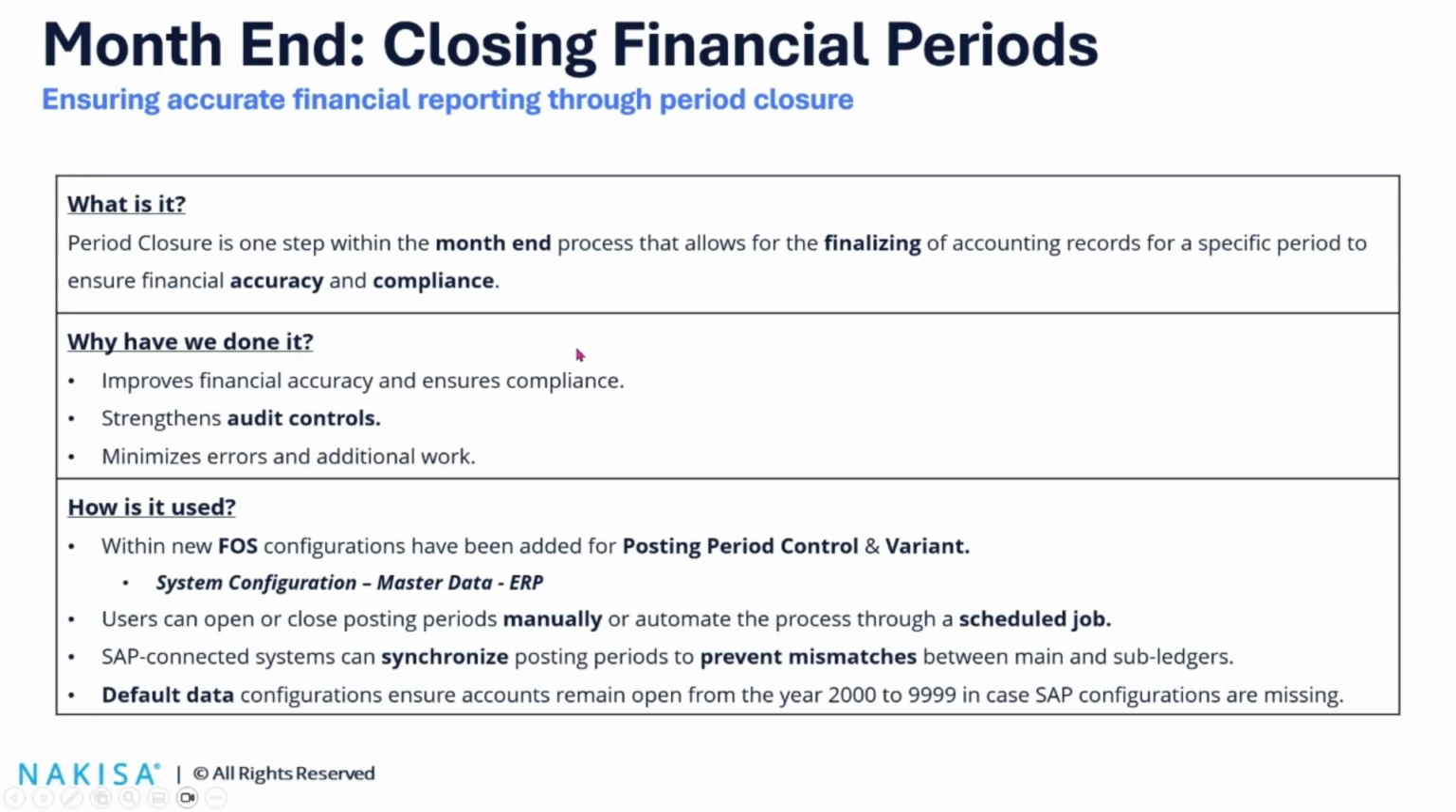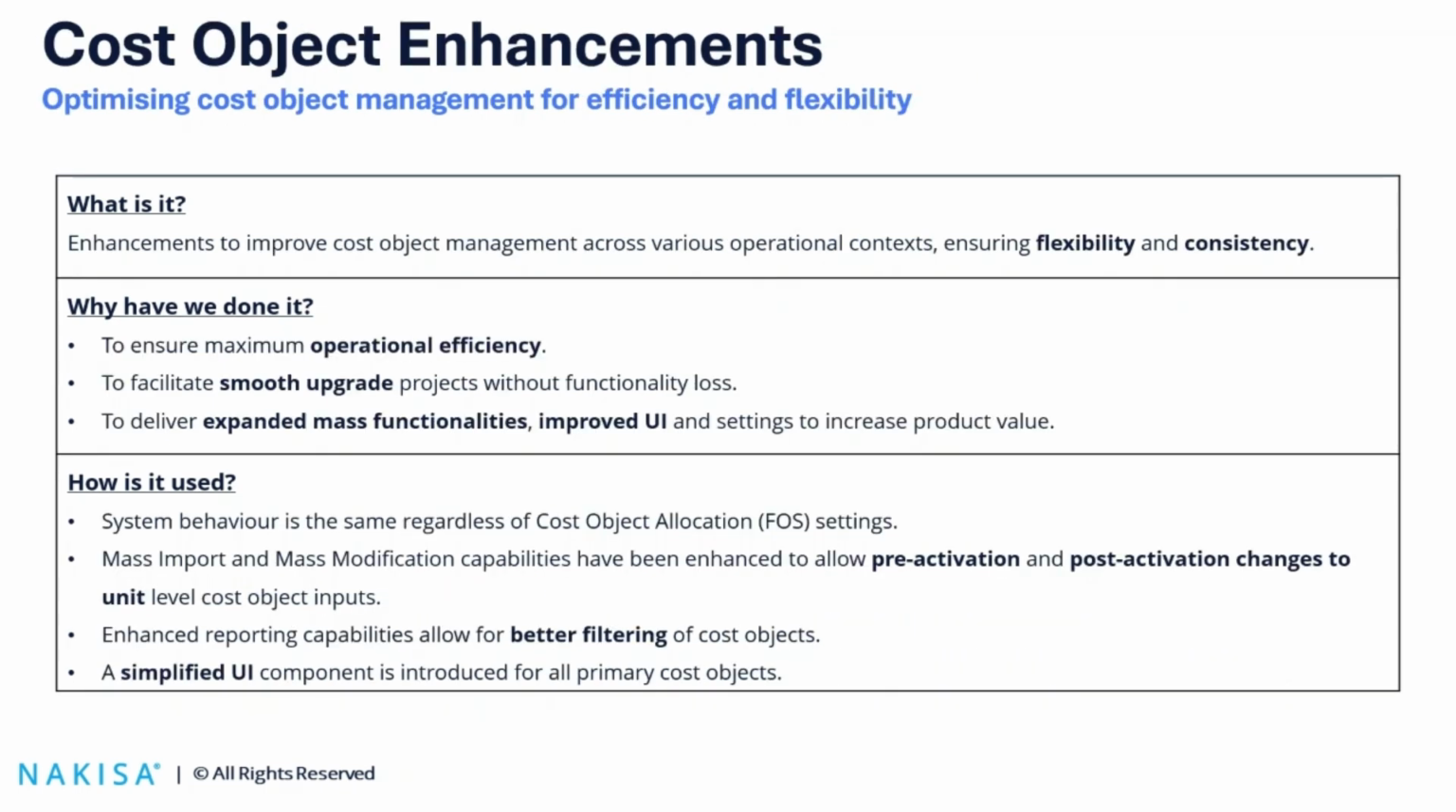So this is the month end closing of financial periods, making sure that there will be complete accuracy and compliance of your financial records. By using this, the postings will be in the correct period as it is in your ERP system as well as in Nakisa. The next we have is the cost object enhancement.